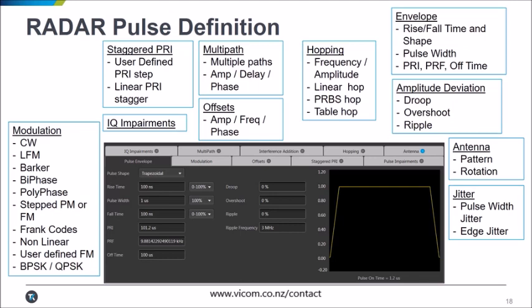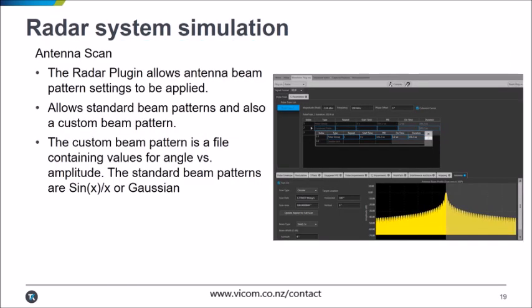Source Express is a virtual AWG that uses the same user interface as the actual AWG hardware, so all waveform development can be done while the actual hardware is being used for testing. And then when the AWG hardware is available, the new waveforms can be drag and dropped onto the LAN connected instruments. The radar plugin also allows for antenna beam pattern settings to be applied. It allows some standard beam patterns and also custom beam patterns. This feature allows you to create waveforms to simulate losses as the radar antenna is being rotated.